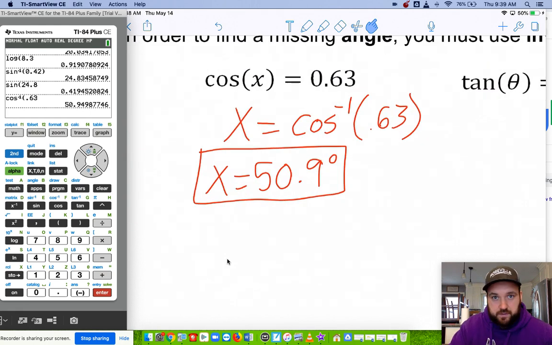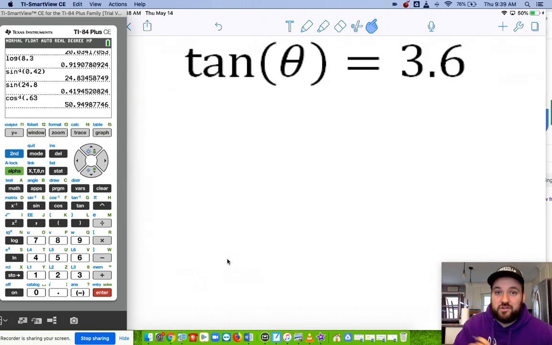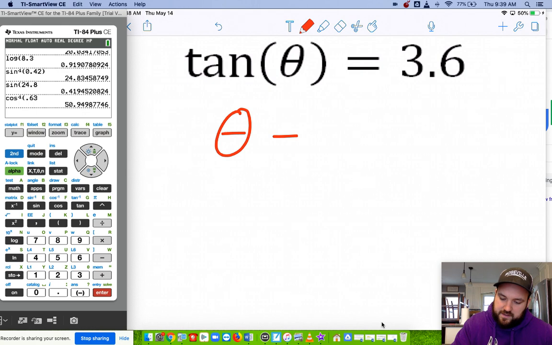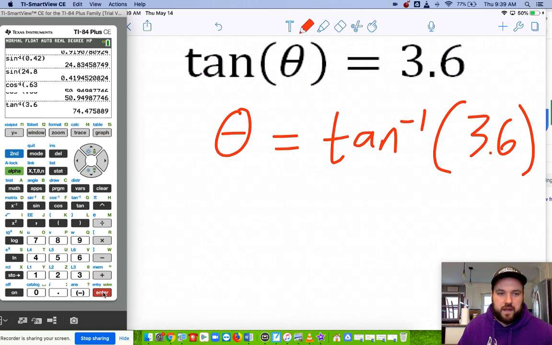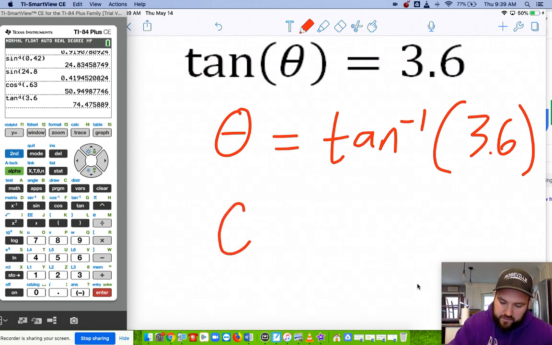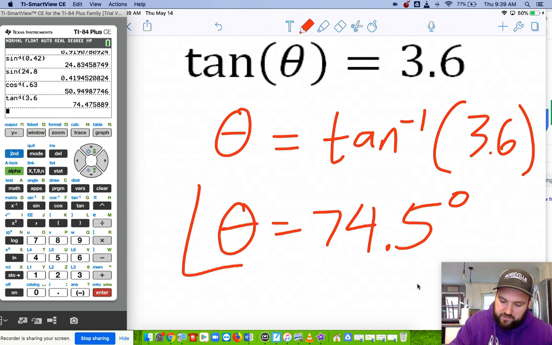I know I've said the same thing like 4 times, but reiterating it's very important. So here, tangent of theta, again, an unknown angle. Tangent of what angle would give me 3.6? So I'm going to say theta is equal to the inverse tangent of 3.6. So second tan, 3.6, and what the calculator will give me is an angle. So theta is 74.47, which would round to 74.5 degrees.